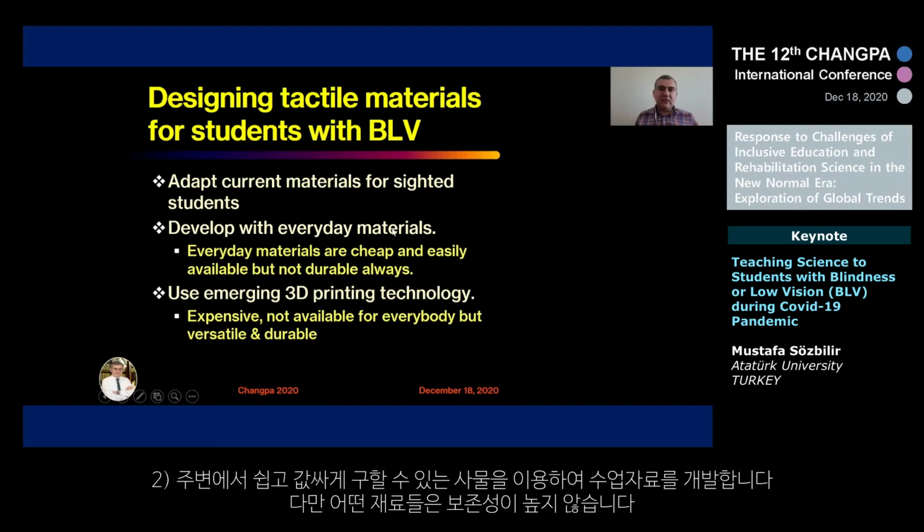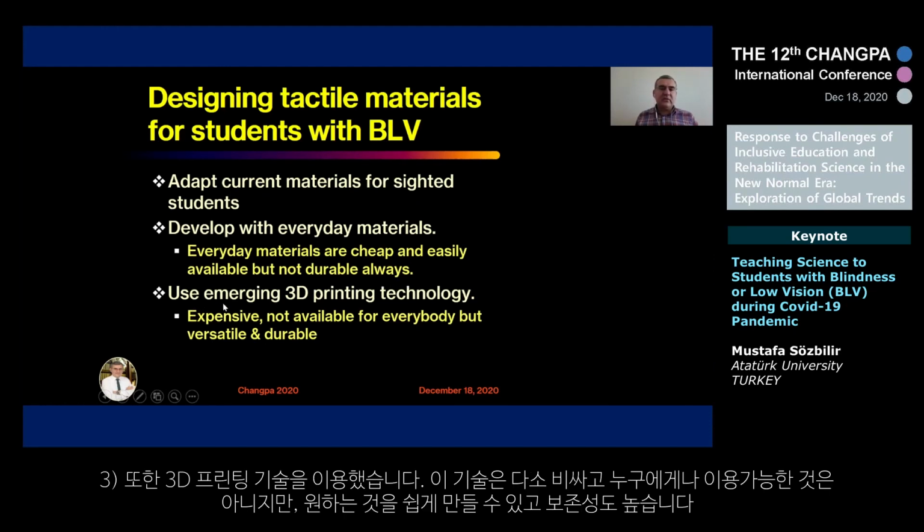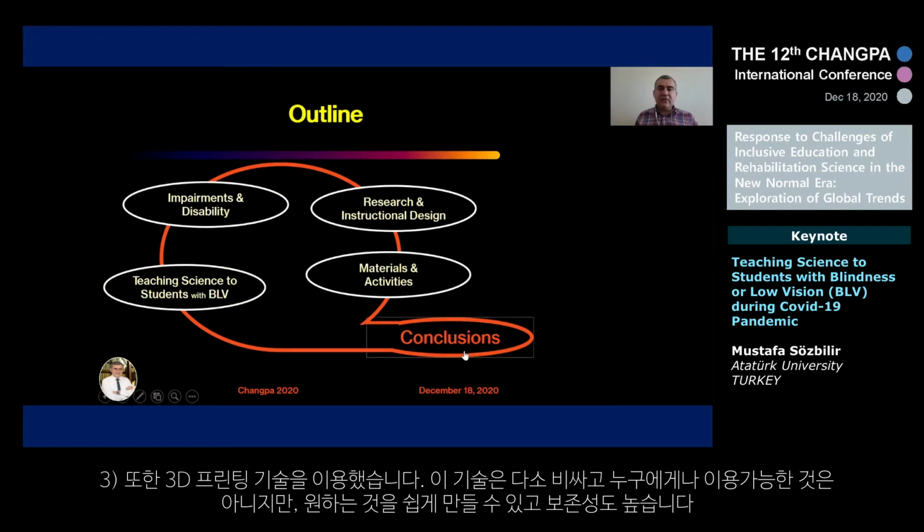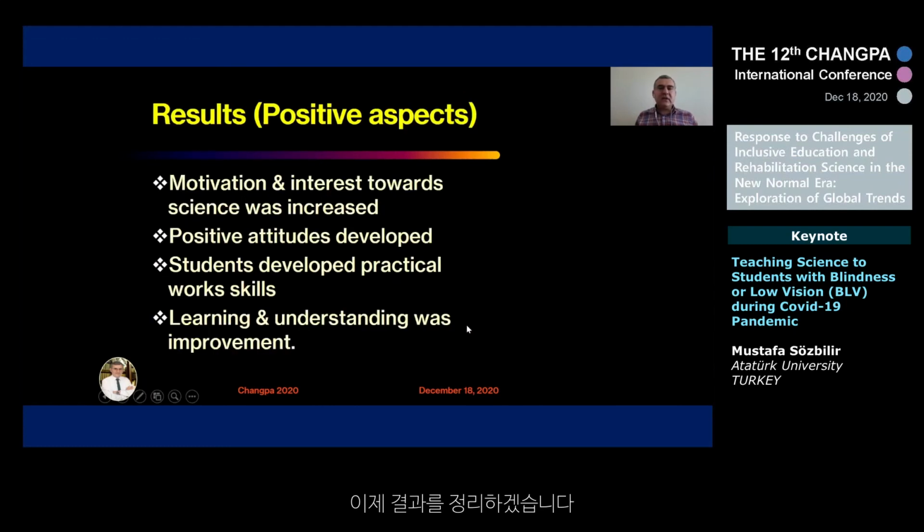We used everyday materials to develop instructional materials, but everyday materials are cheap and easily available but not durable. There are some disadvantages in terms of using everyday materials. But we also used 3D printing technology, but the 3D printing technology is expensive and not available everywhere, but it is durable also. It is very good. I will just summarize with the results.